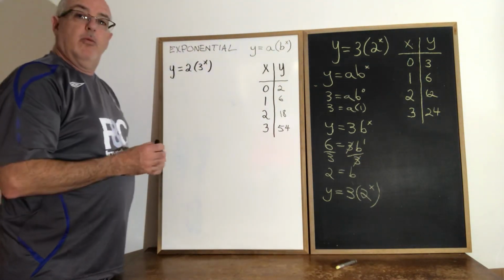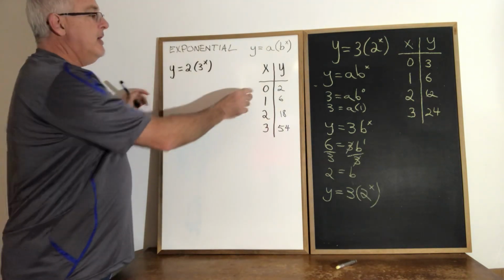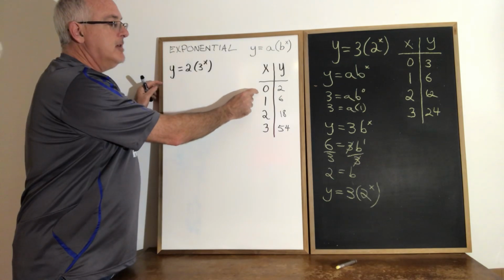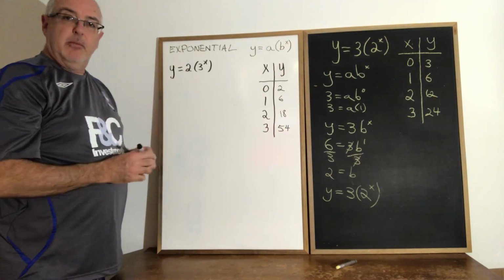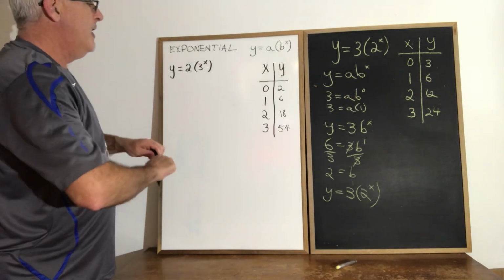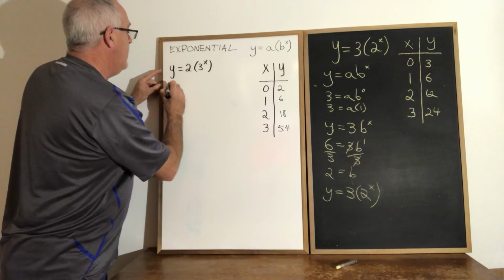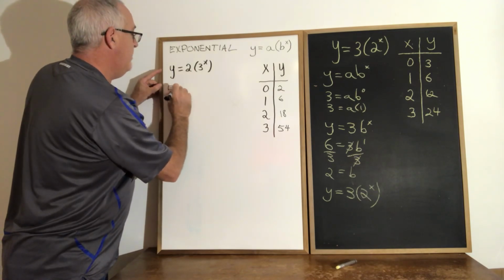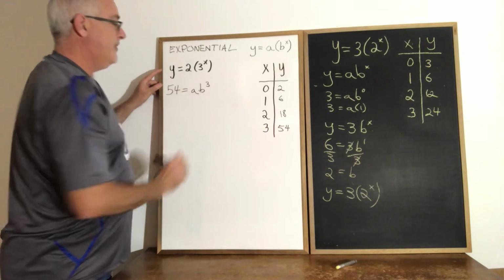Let's do it again with this example. But this time we'll pretend that we don't have all of these points in our table of values. We don't have the simplest points where x is equal to 0 and 1 and 2. Let's give ourselves a little bit more of a challenge. Starting with the point x equals 3, y equals 54, I write it into my form. 54 is equal to a b to the 3.